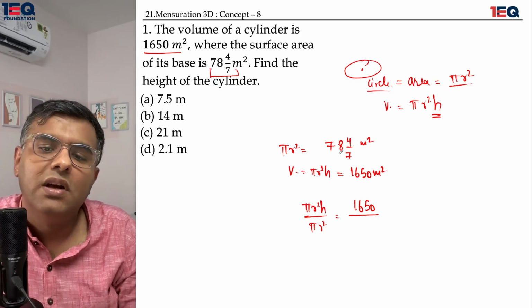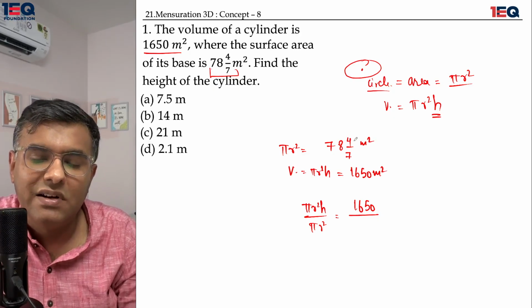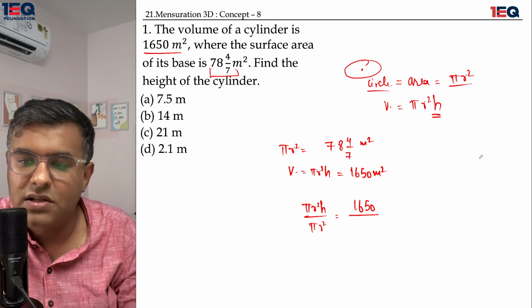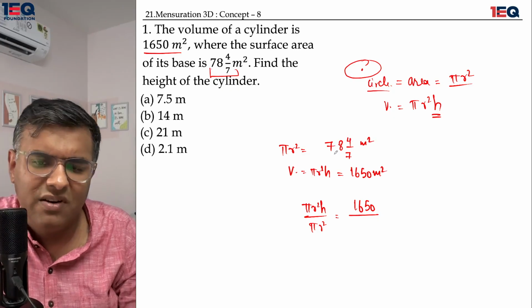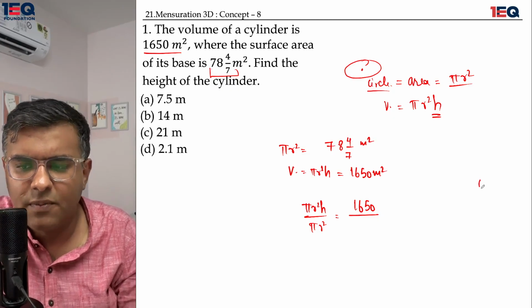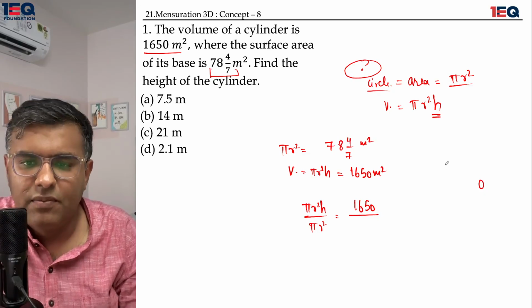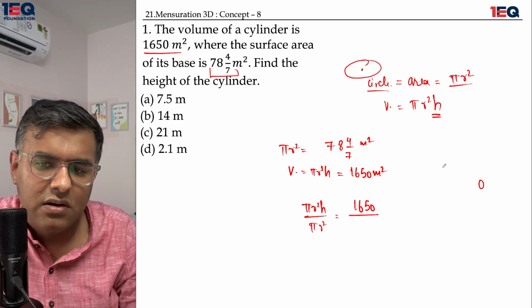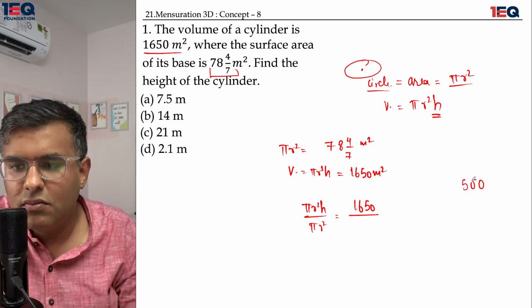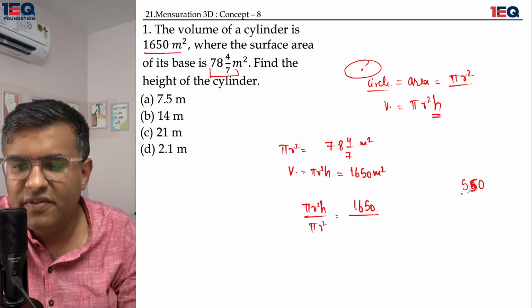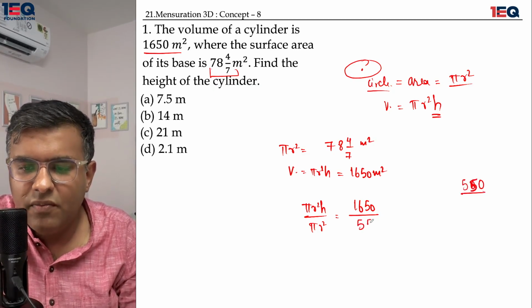Now, if I have to convert this mixed fraction into a regular fraction, what would I do? 7 8s are 56. There is going to be a 4 there, so definitely a 0 would come here. So this would become a 60. 7 7s are 49. 49 plus 6 is going to be, no, 49 plus 6 is going to be 550. So this is going to become 550 upon 7.